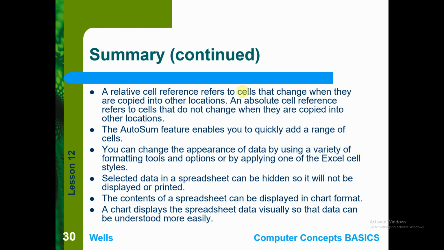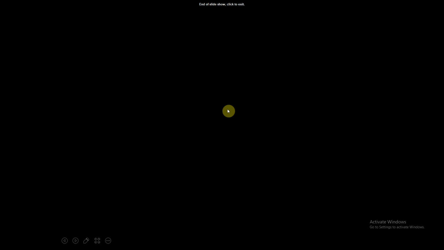Then selected data in the spreadsheet can be hidden so it will not be displayed or printed, which you can later on use kung reference lang, but you can have it hidden. The contents of a spreadsheet can be displayed in a chart format, and the chart displays the spreadsheet data visually so you can understand the data other than just the table of numbers.